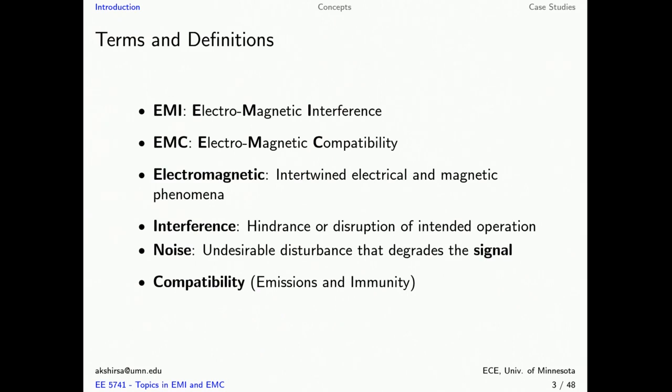Compatibility consists of 2 aspects. The first is emissions. For instance, in order to have good compatibility, a piece of equipment should emit the minimum amount of electromagnetic energy when it is operating. The other side of compatibility is immunity, which refers to immunity to incident electromagnetic radiation. A good piece of electrical or electronic equipment must be able to operate even when there is some amount of incident electromagnetic energy. We'll look at these things in detail as we go on.